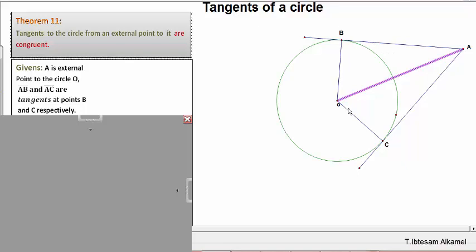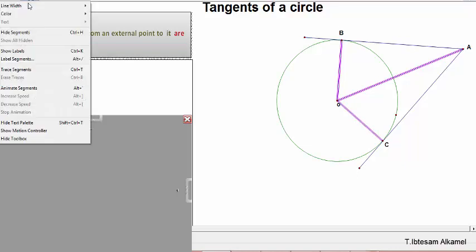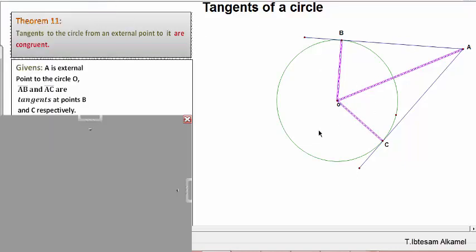Now I have two triangles, which are OBA and AOC. If I prove that those two triangles are congruent, it means this side is the same as that side. So the length of this side is the same as the length of this side, and this is what they want me to prove. I drew these lines as construction, so I'll make them dotted because they are not in the theorem itself. Those three lines are not in the theorem.